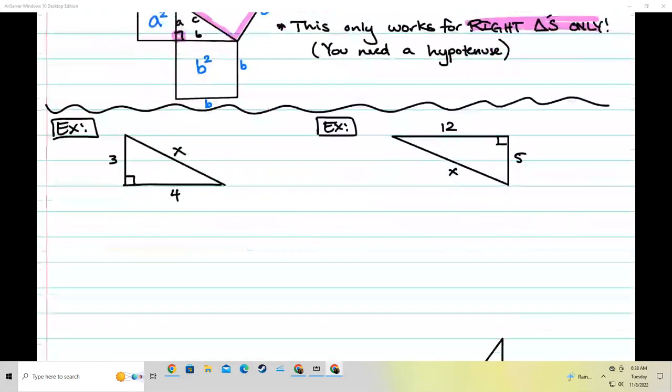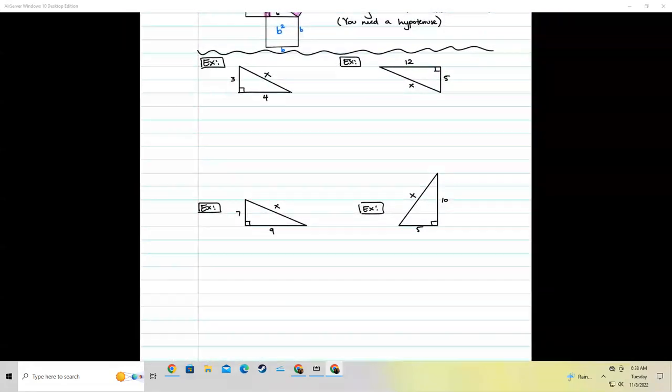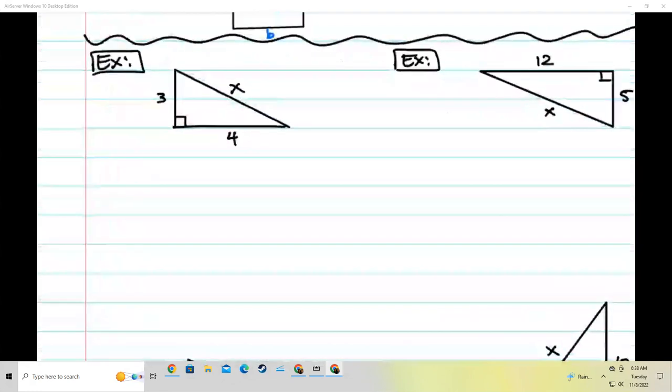All right, go ahead and take a minute. You're going to jot down these four examples. Press pause on the video, jot them down. It shouldn't take you that long. We're just going to go ahead and jump in.